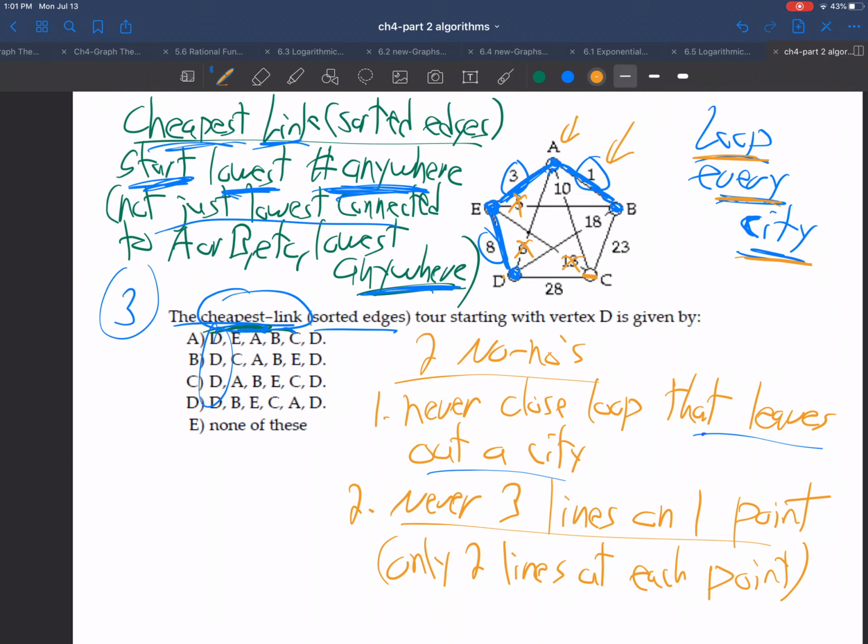Oh, did I skip the 10? I skipped the 10. Sorry. The 10 has the same problem, though. That's 3 lines hitting A again. So forget it. No on the 10 as well. 10 and 13 are out.